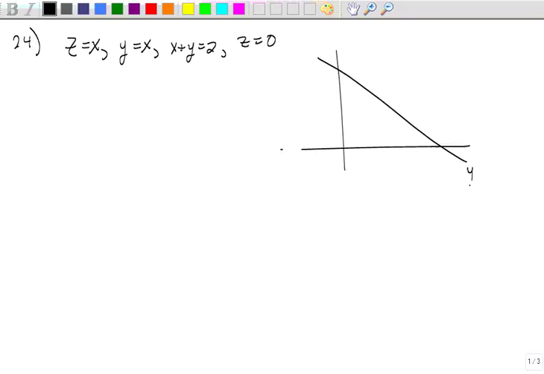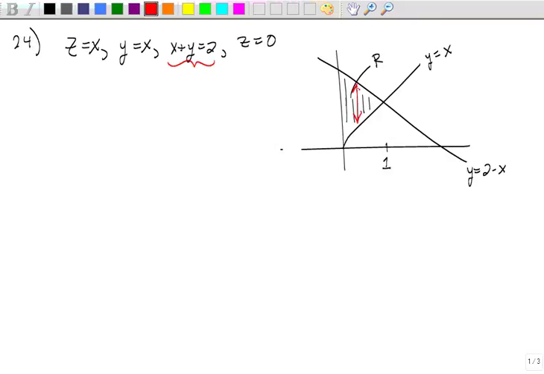Okay, 24 is bounded by the plane z equals x, y equals x, x plus y equals 2, and z equals 0. So when we graph that, we have the line y equals 2 minus x from here, and then we have y equals x from here, and so we have this region here, that's R. So we're going to integrate over that. They intersect at 1, and we're going to go up and down.